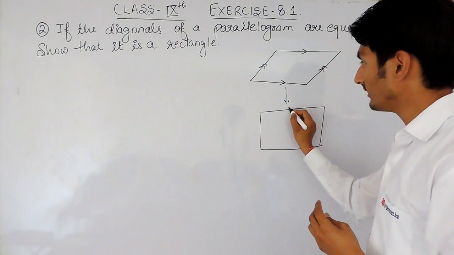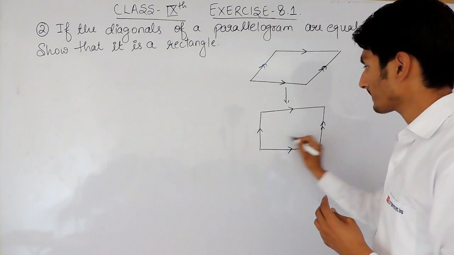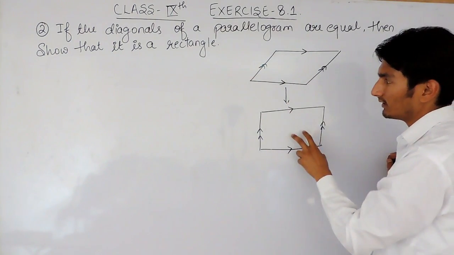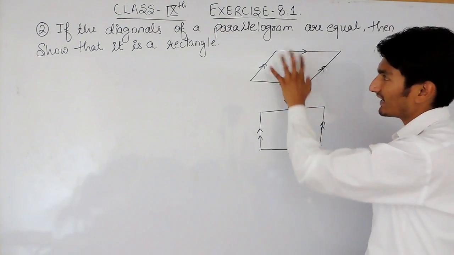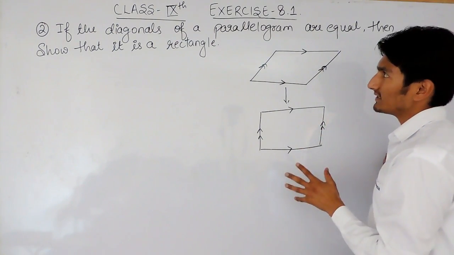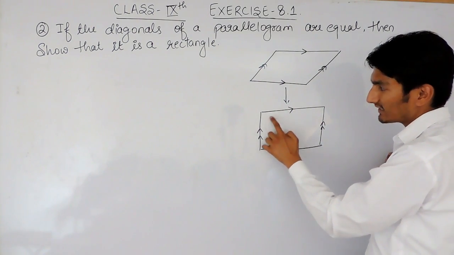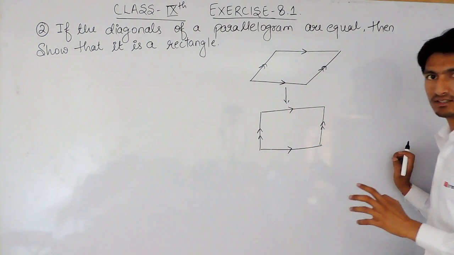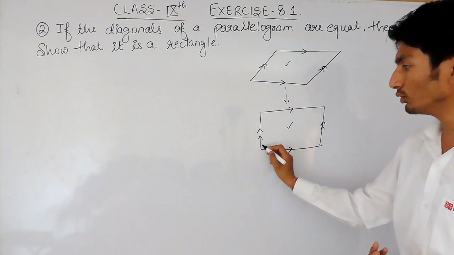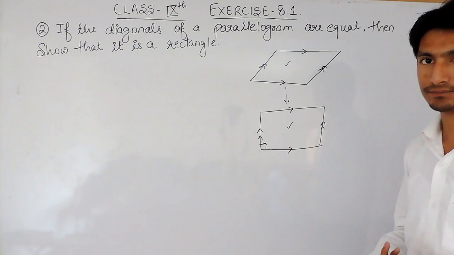This is our rectangle where opposite sides are equal and parallel. But when you are converting a parallelogram into a rectangle, what changes will occur? Obviously the sides will remain the same, but the angles will change. Or you can say that when this tilted figure is made straight, all its angles will become 90 degrees. So clearly, if you want to prove that a parallelogram is a rectangle, you have to prove that this angle is 90 degrees.